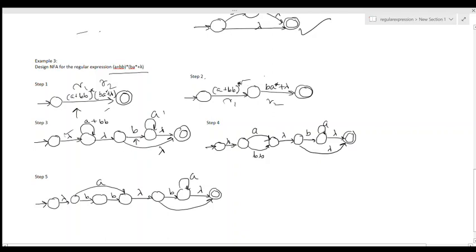Then again, for this, R2 can be broken into R3 and R4. So we have parallel edges for lambda here.